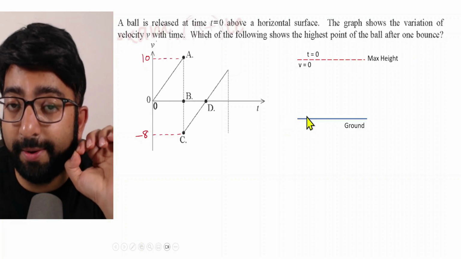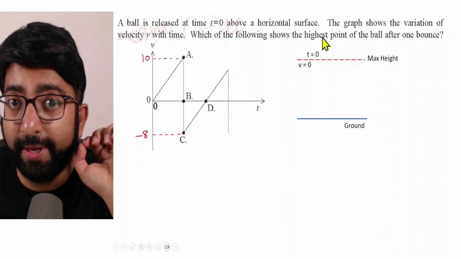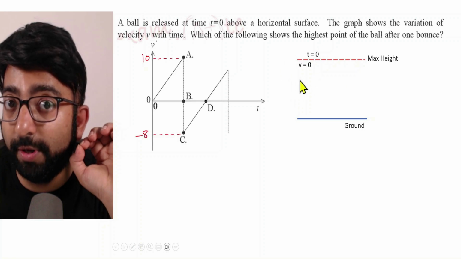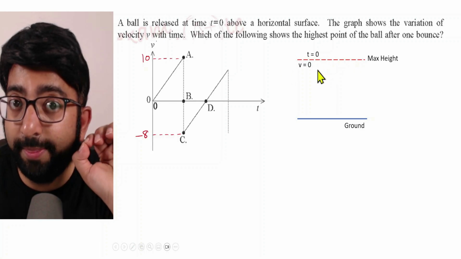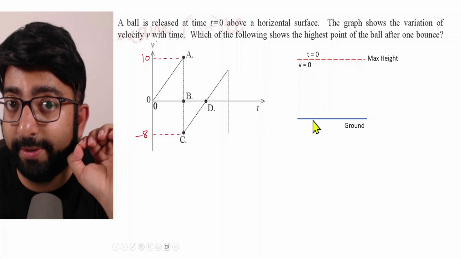Let us try to draw a diagram to understand the motion. Initially, the ball is released at time t = 0, which means the velocity of the ball will be 0. Now, when the ball is released, then of course it is going to go down and it is going to hit the ground.